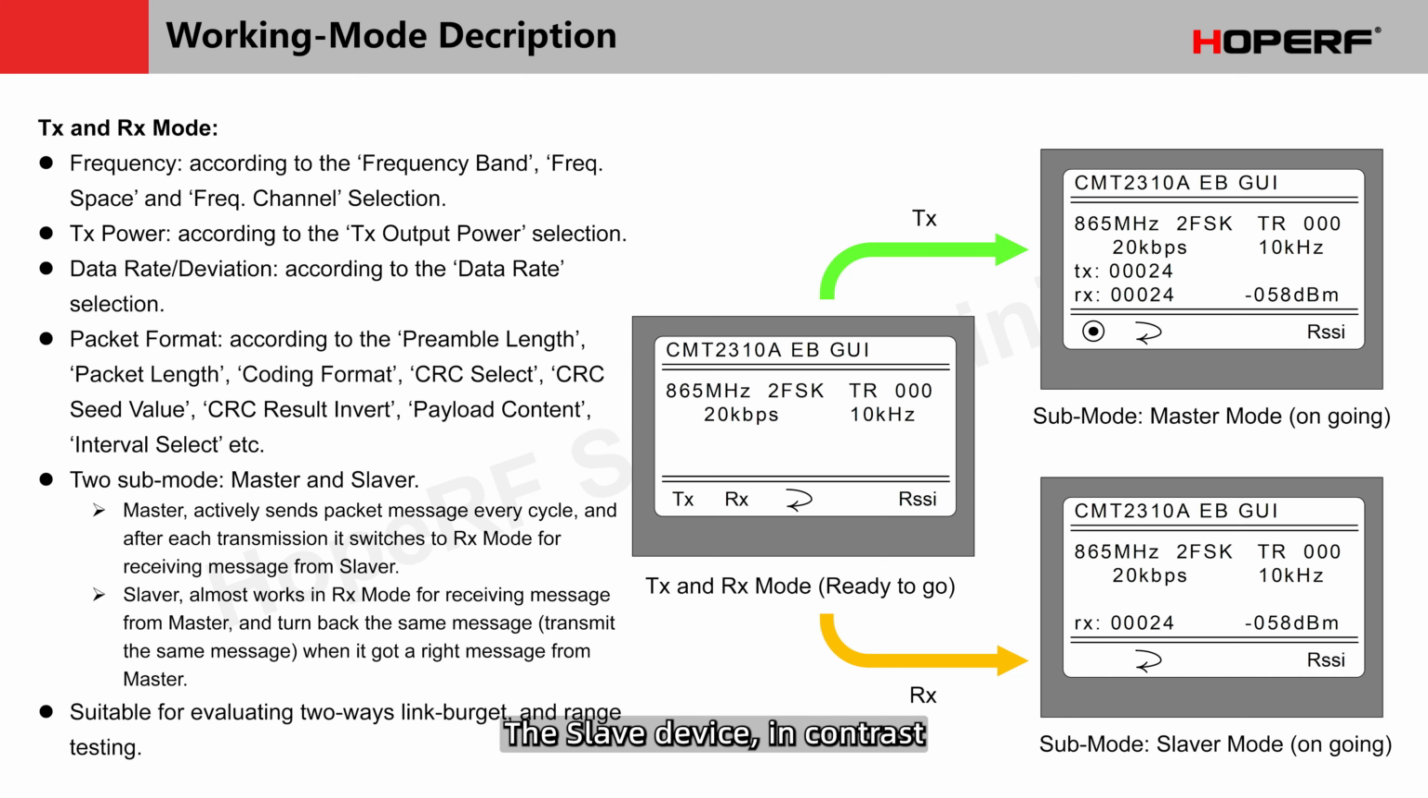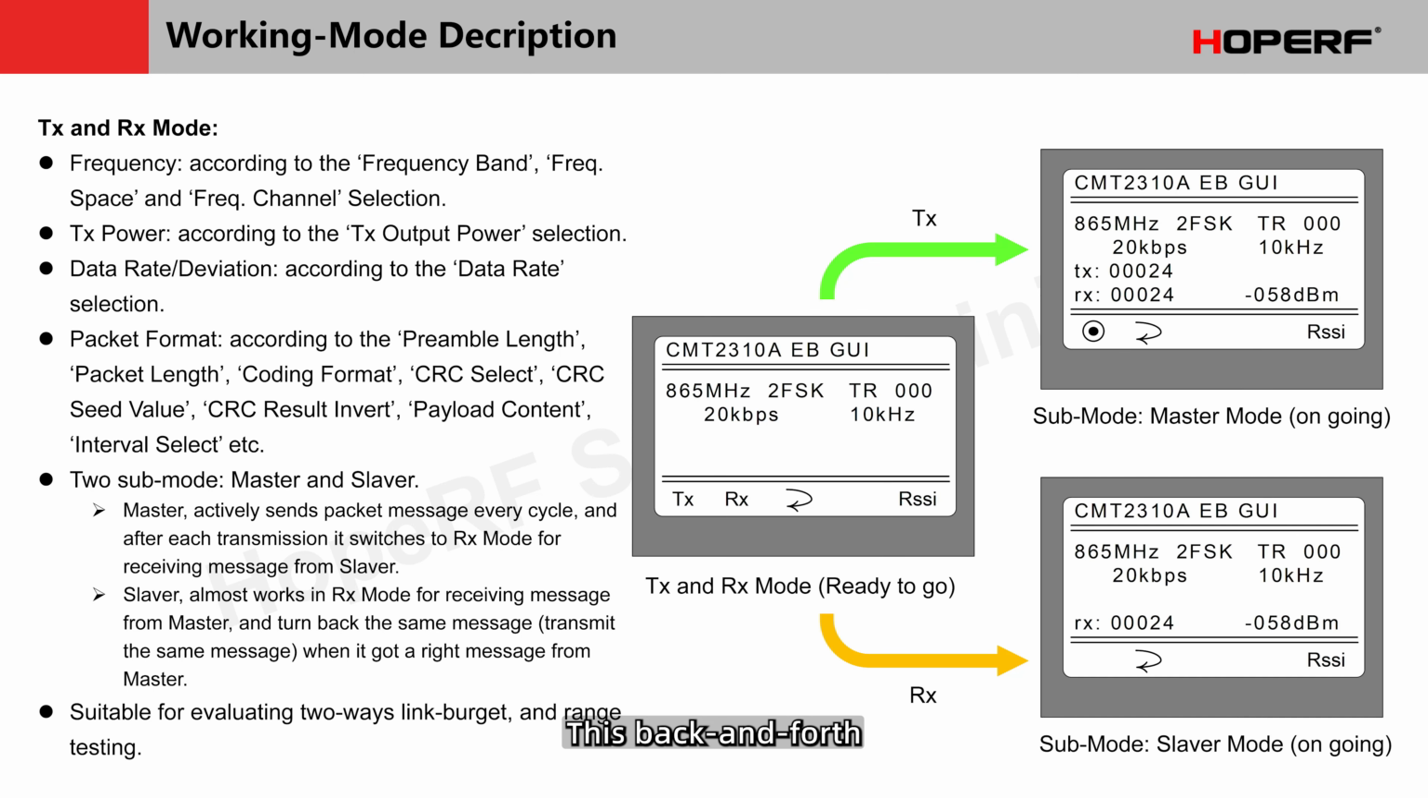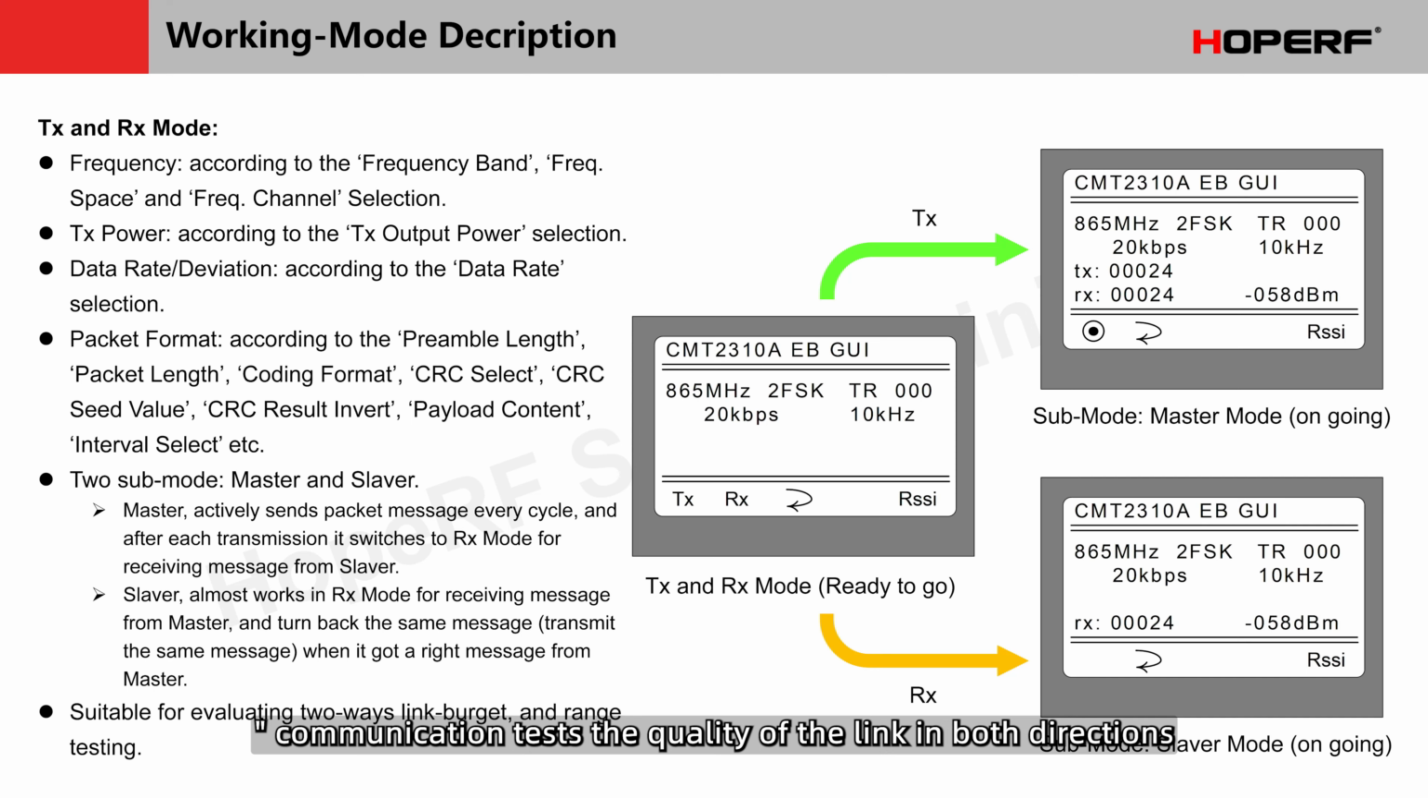The slave device, in contrast, stays in receive mode most of the time. When it receives a packet that passes CRC, it quickly switches to transmit mode and sends that exact same packet back to the master. This back and forth, or ping-pong communication, tests the quality of the link in both directions. It's a more demanding test than a one-way link.